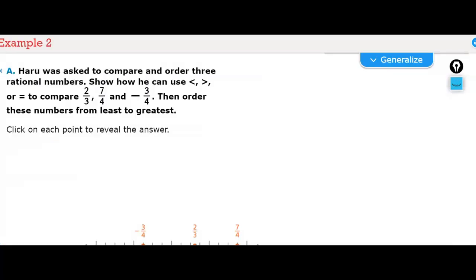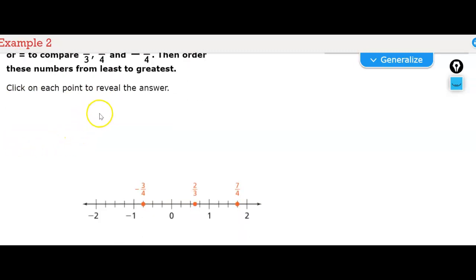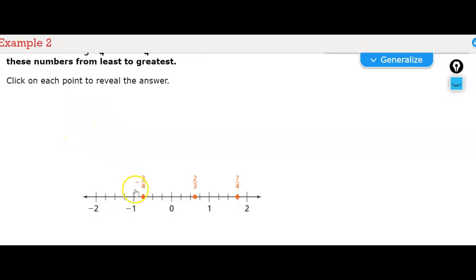Part A. Haru was asked to compare and order 3 rational numbers. Show how he can use less than, greater than, or equals to compare 2/3, 7/4, and negative 3/4. Then order these numbers from least to greatest. Click on each point to reveal the answer.